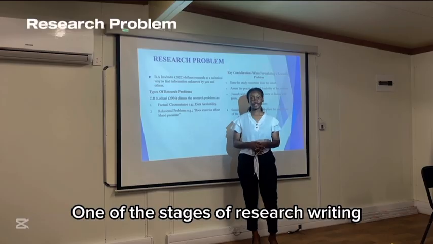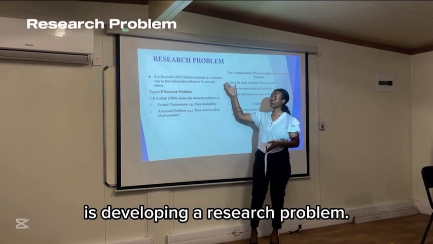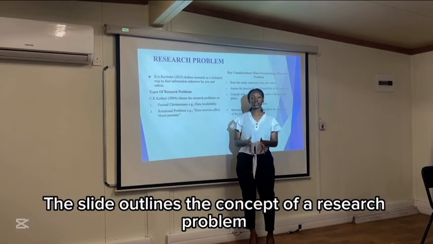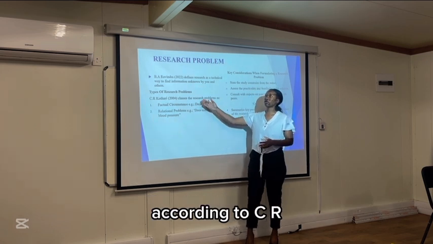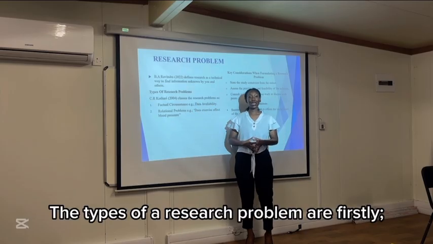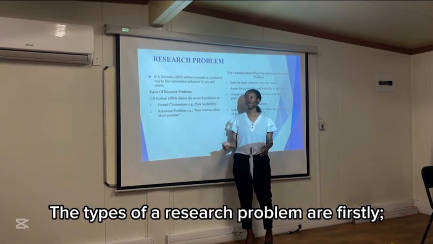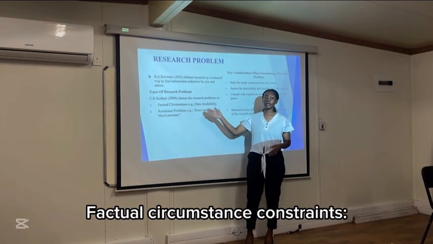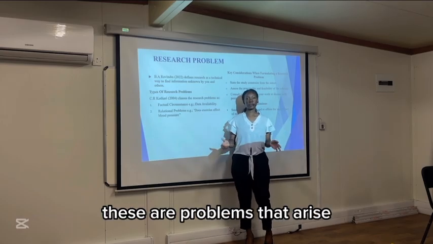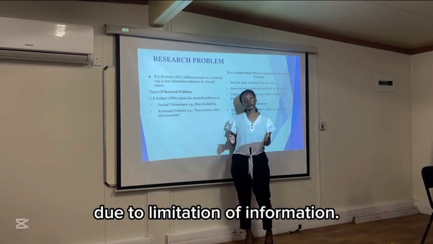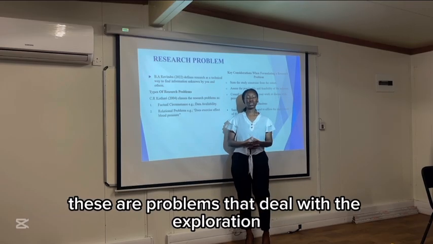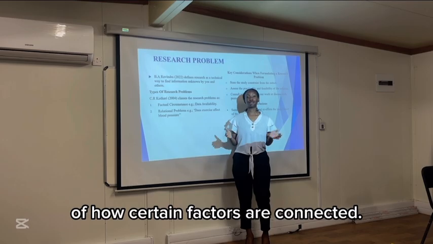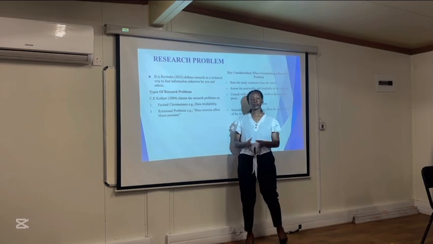One of the stages of research writing is developing a research problem. The slide outlines the concept of a research problem and identifies the types of a research problem according to the authority's understanding. The types of a research problem are, firstly, factual circumstance constraints. These are problems that arise due to limitation of information. Secondly, we have relational problems. These are problems that deal with the exploration of how certain vectors are connected.